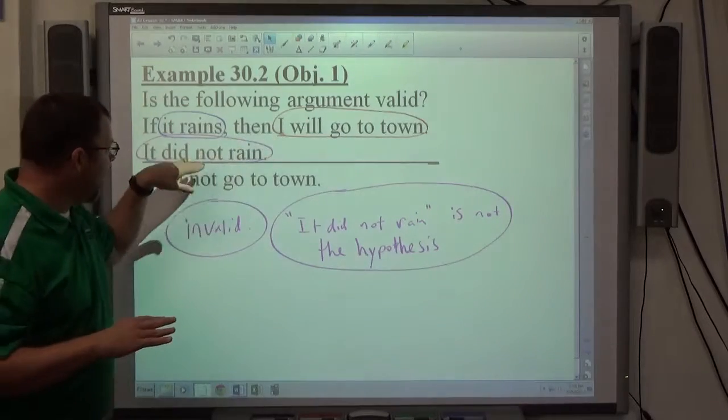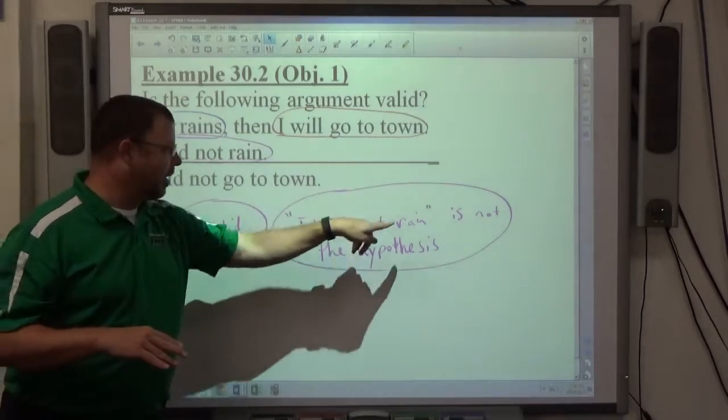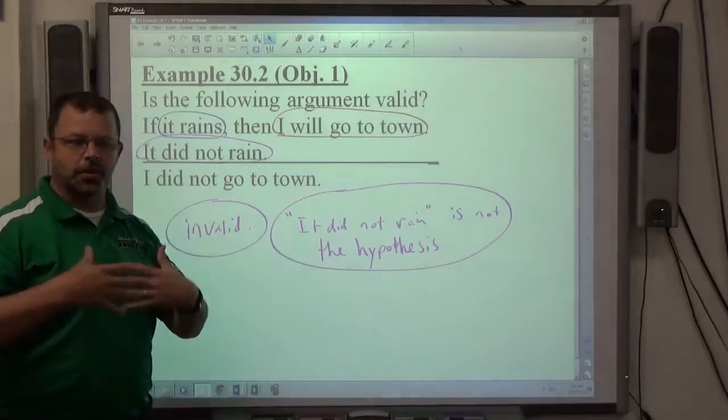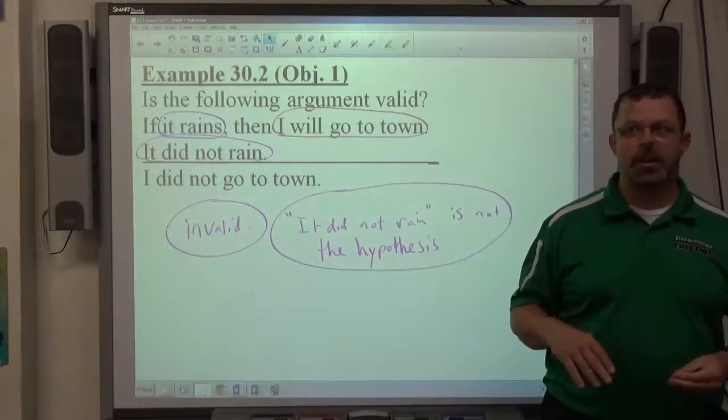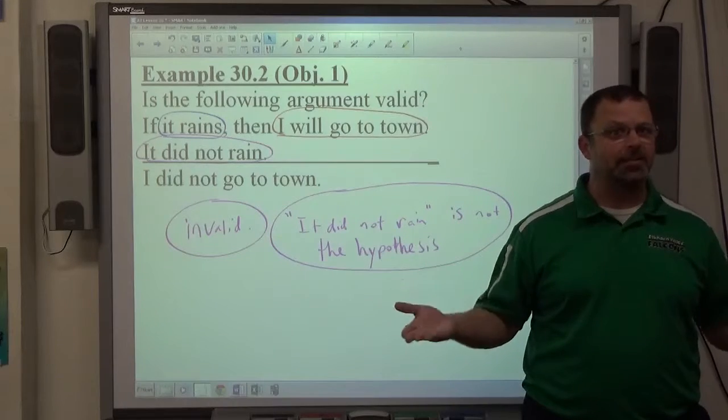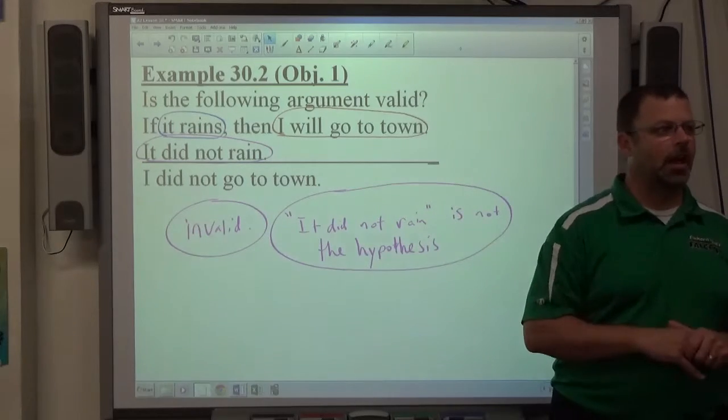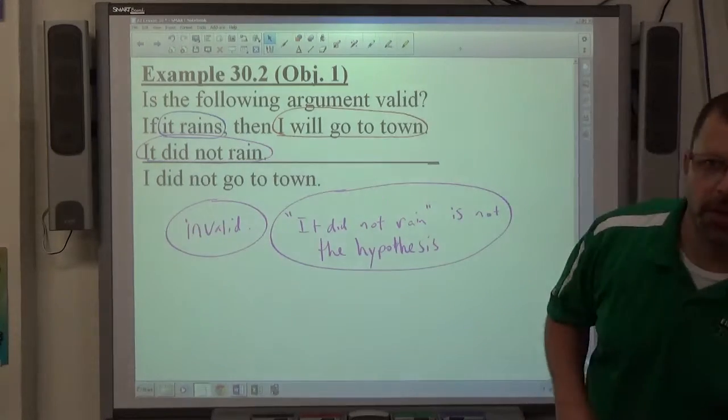That would be another reason: I went to town does not match the hypothesis. So again, if you get an invalid, give me a reason why. If it's valid, just tell me valid. If it's a categorical statement, write it in if-then form on your paper before you decide valid or invalid. That's what I'm expecting on these problems.